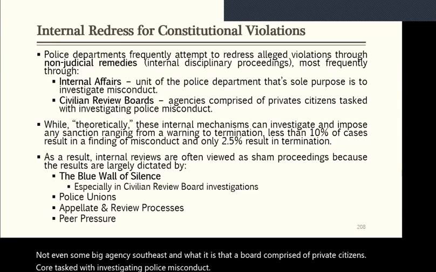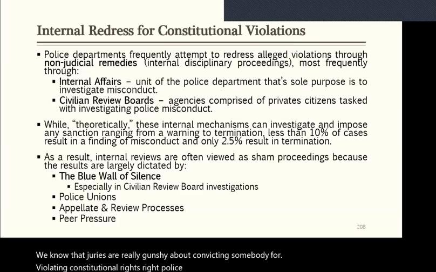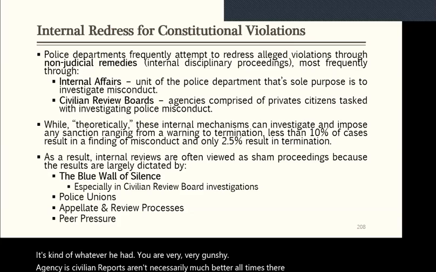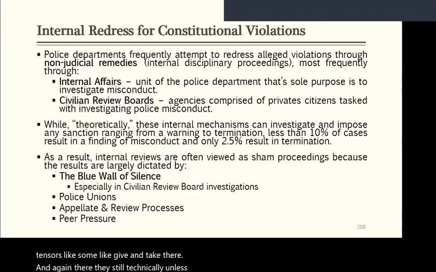So we know that juries are really gun shy, right, about convicting somebody for violating constitutional rights, police misconduct, correctional officer misconduct, whatever have you. They're very, very gun shy. Civilian review boards aren't necessarily much better. A lot of times they're appointed. A lot of times there's some give and take there. And again, they still tend to be gun shy unless it's really, really big.